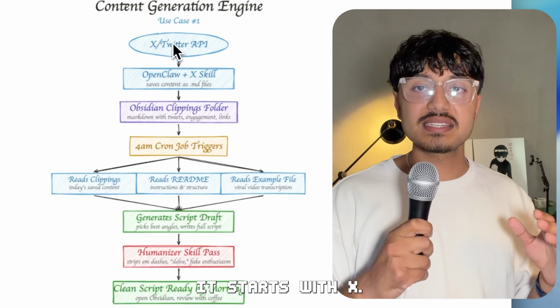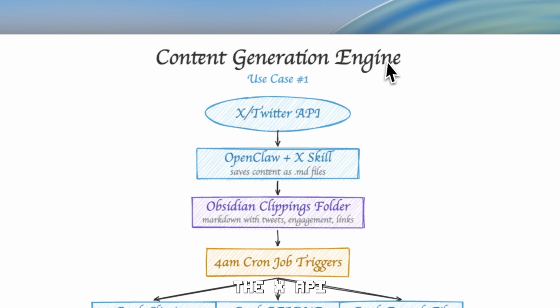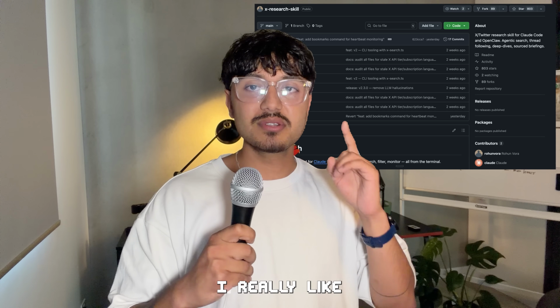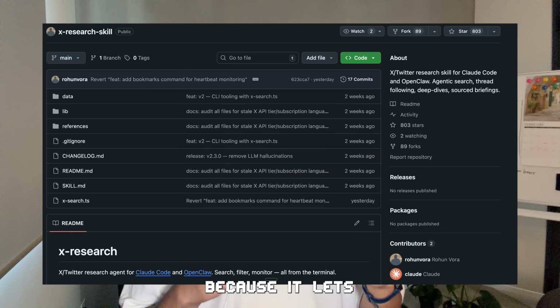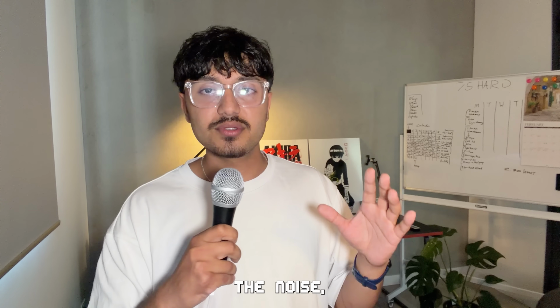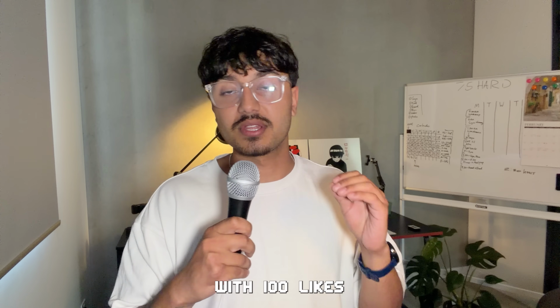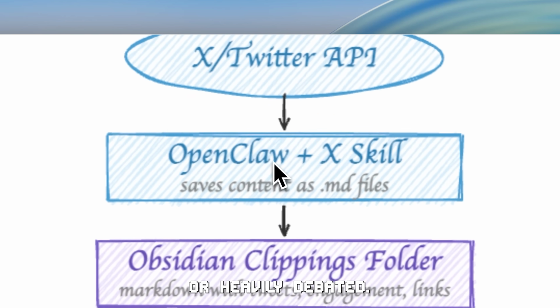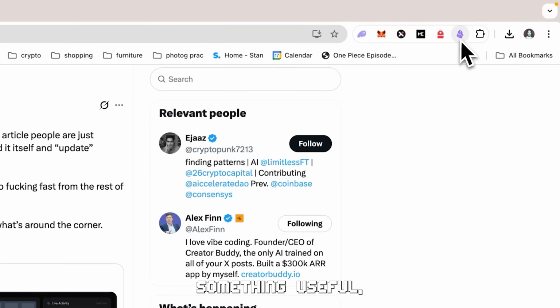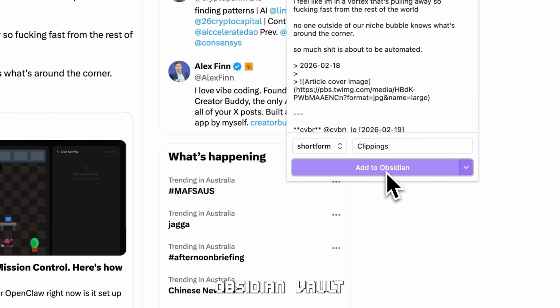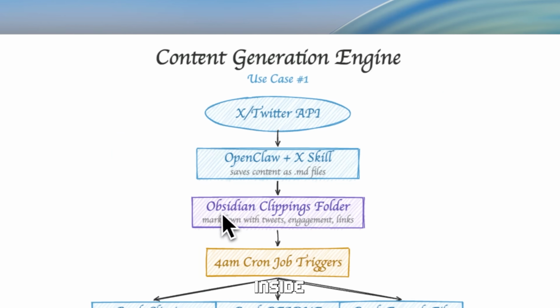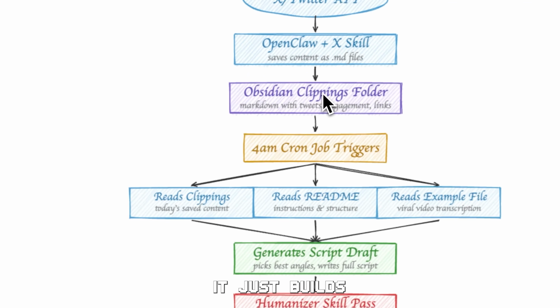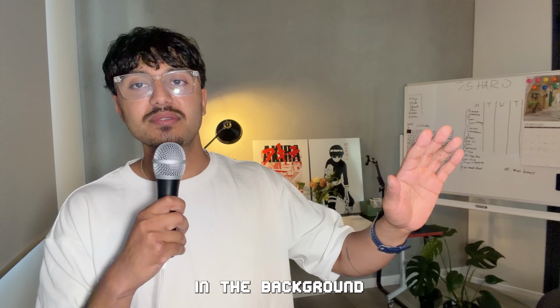It starts with X. I've got OpenClaw connected to the X API using a research assistant skill. I really like this one specifically because it lets you filter out tweets. So to cut through the noise, I make sure it only looks at tweets with 100 likes or more. Throughout the day, it scans my niche for anything interesting, trending, or heavily debated. When it finds something useful, it scrapes it and saves it into my Obsidian vault as a markdown file inside a clippings folder. I don't touch anything. It just builds a library of ideas in the background all day.